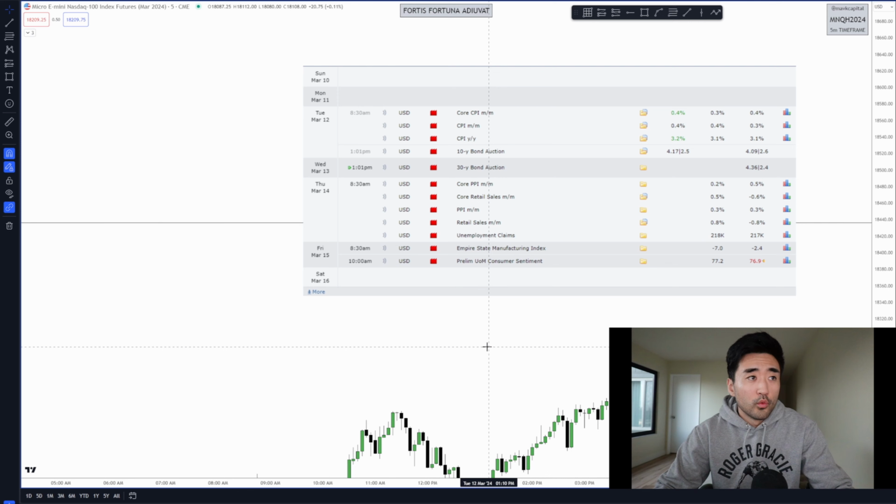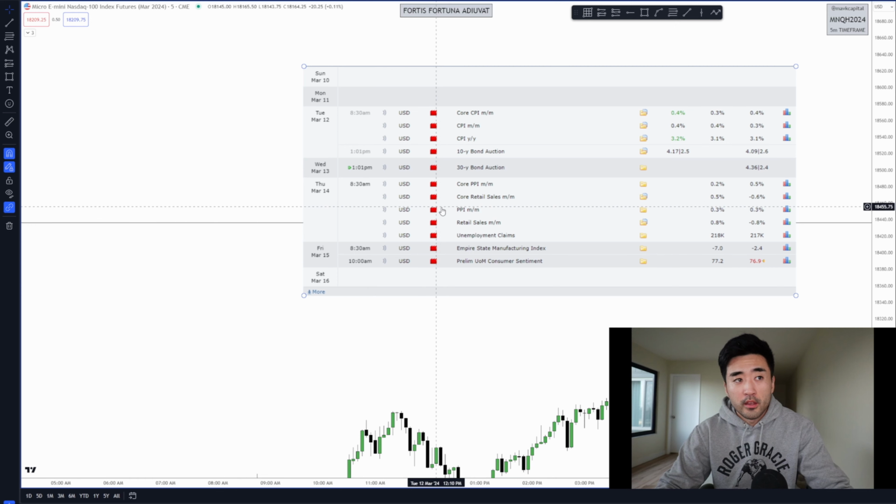Now, Wednesday, we have the 30-year bond auction. That's towards the PM session. PPI coming out on Thursday. Unemployment claims. So these are some pretty decent high impact news that I would definitely keep in mind when I'm trading, making sure that I'm aware of when it's coming out, knowing how to trade it, knowing when to trade it.